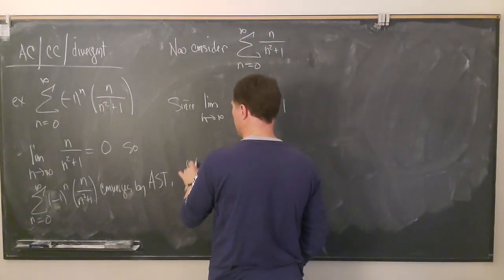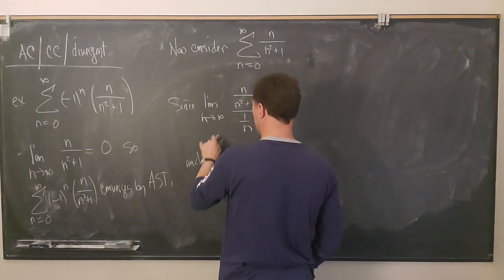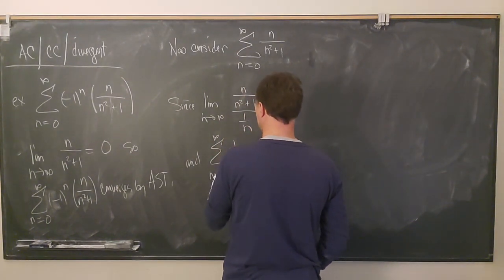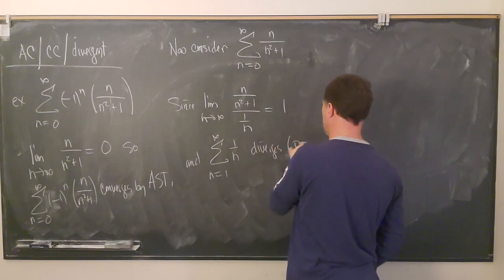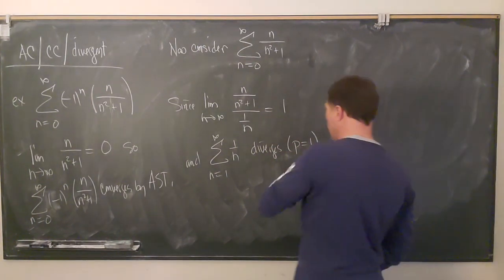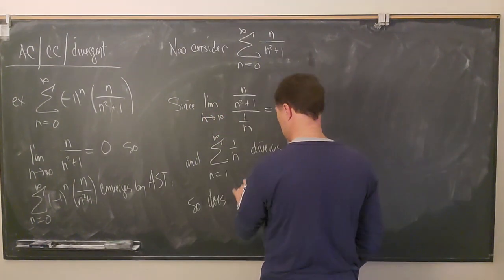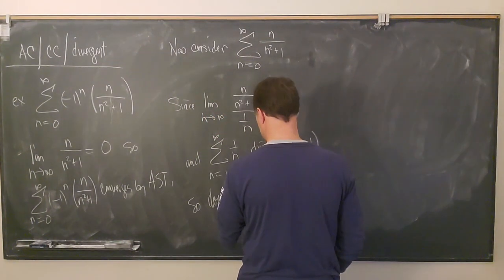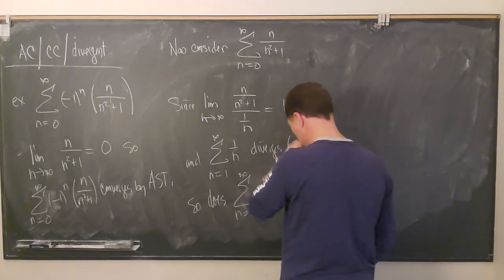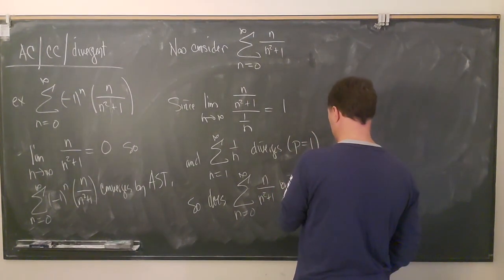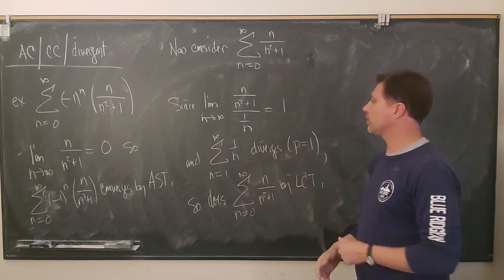And the sum from n equals 1 to infinity of 1 over n diverges, p equals 1. So does the one we started with, n equals 0 to infinity, n over n squared plus 1, by the limit comparison test, right? We limit compared it to one that we know diverges. That means that ours diverges.